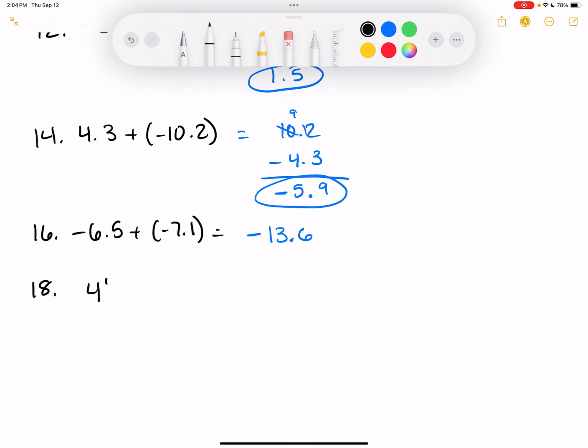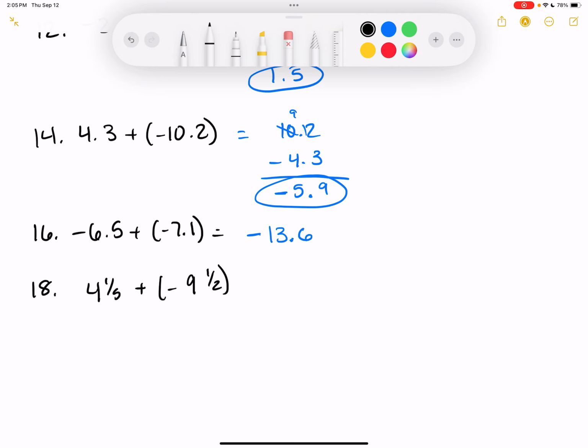4 1/5 plus -9 1/2. You can convert them into a decimal, or you can give them a fraction, or you can change both of them to 10 at the bottom. There's multiple ways to do this. I can make them improper fractions, but I probably will still need a common denominator.